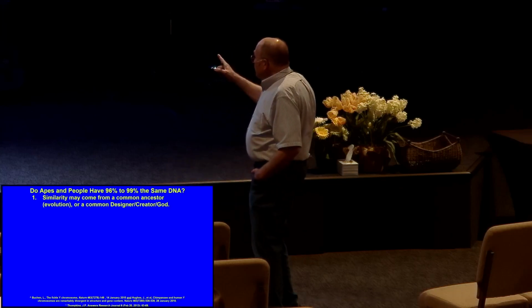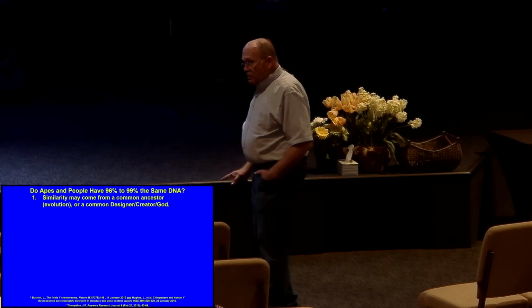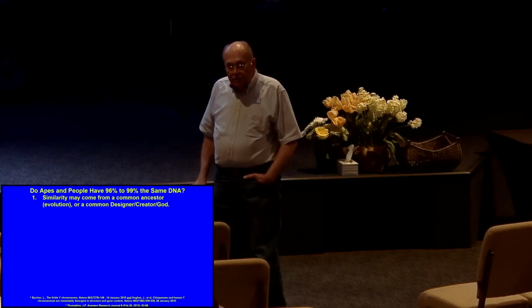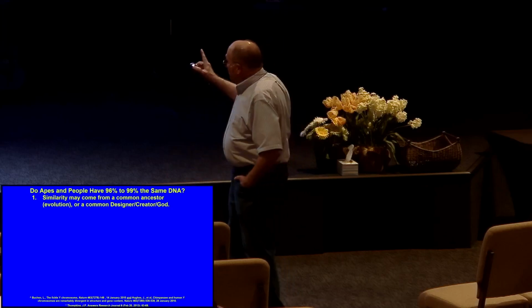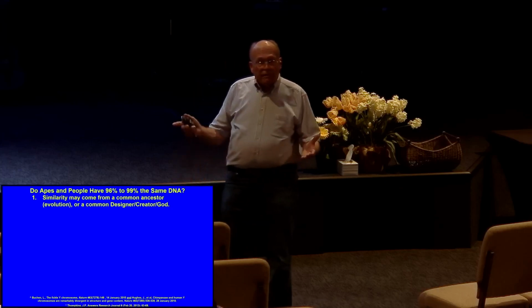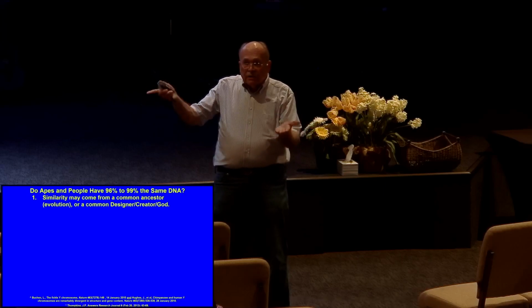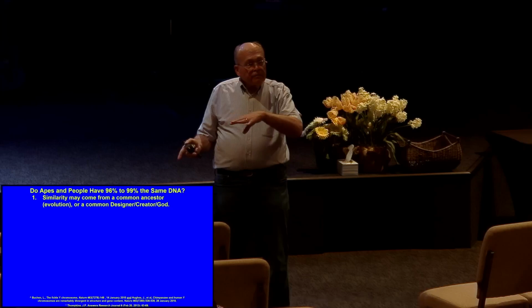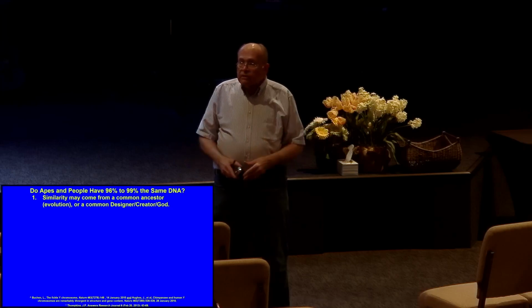Now, bullet point number 1. Similarity may come from a common ancestor. That would be evolution. But similarity may also come from a common designer, creator, God, right? So similarity may come from a common ancestor or a common creator, God, designer, correct? So at this point, we're on a balance beam. And at this point, from a philosophical standpoint, they're equal. But now let's see which one is true.